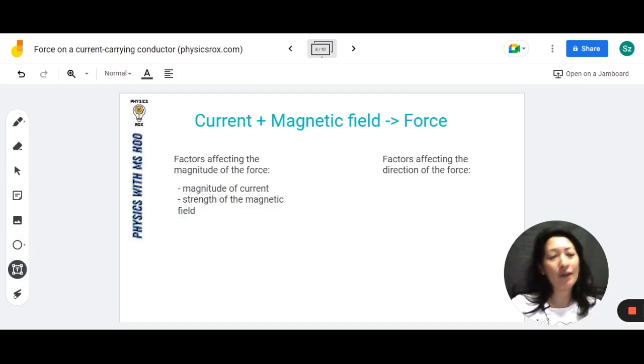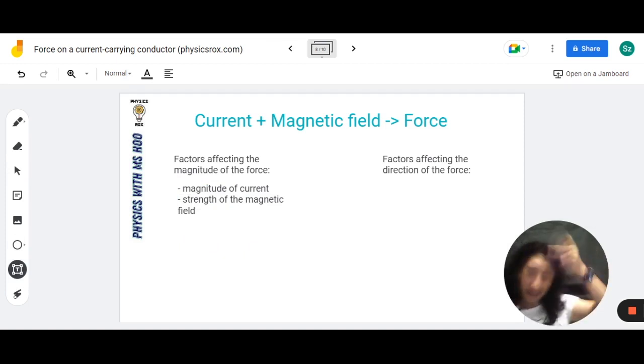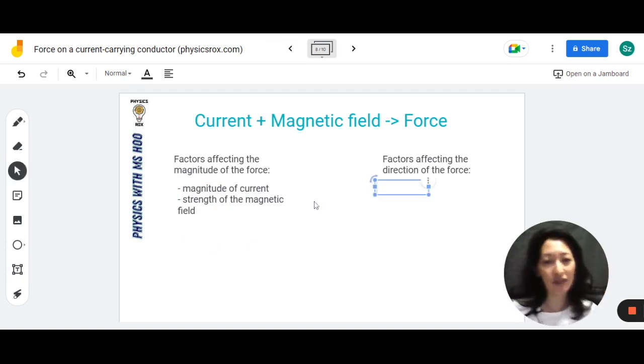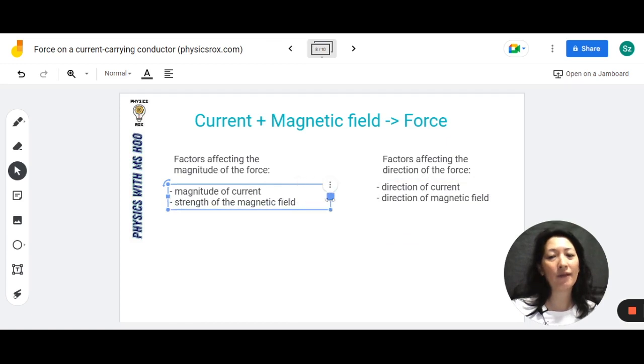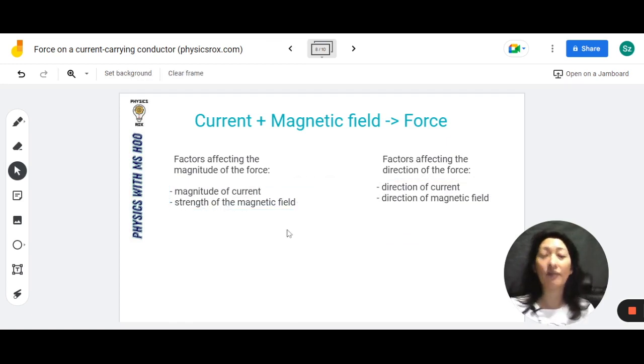And then in terms of the direction of the forces, obviously the direction of the current is a factor. And so is the direction of the magnetic field. So that's how you can remember the factors affecting the force. If it's the magnitude, obviously the magnitude of the things that created the force, the current and magnetic field. If it's direction, then the direction of those respective quantities as well.